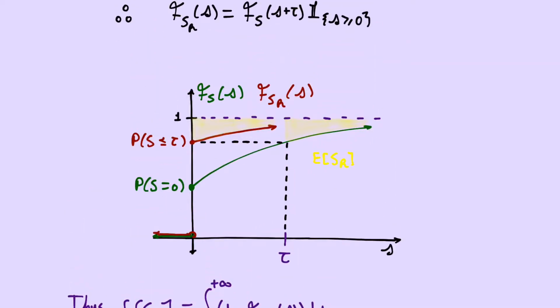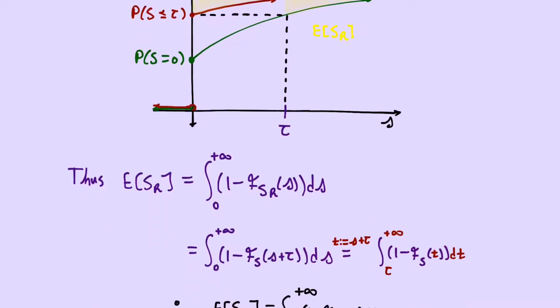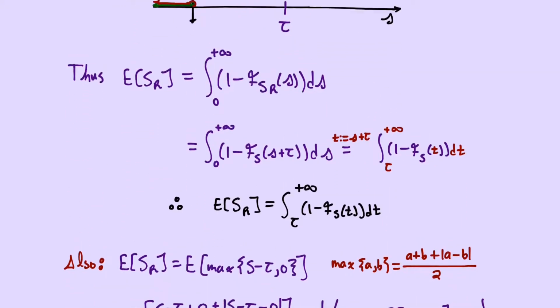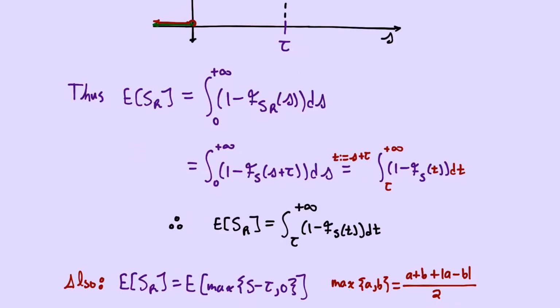Well, in the graph you can see that you can compute this same area, that would be the expectation of SR, in terms of the area above this green curve. But to be more specific, we will have to check it out with integrals. That is not very hard.